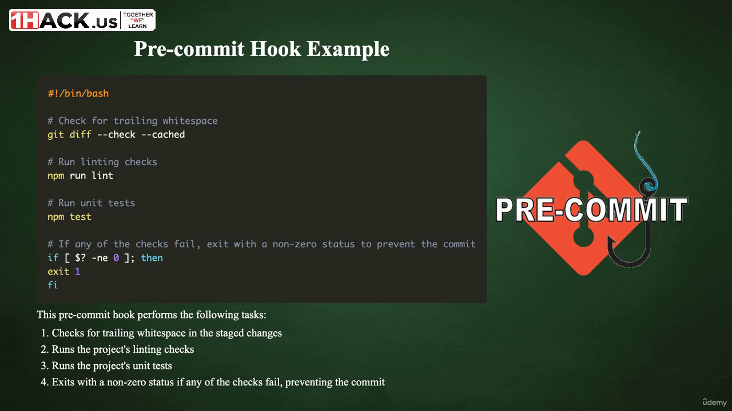technical debt. By implementing a pre-commit hook like this, you can automate the enforcement of code quality and best practices, making it easier for your team to maintain a healthy and well-structured codebase.